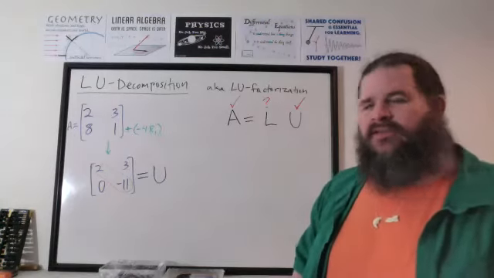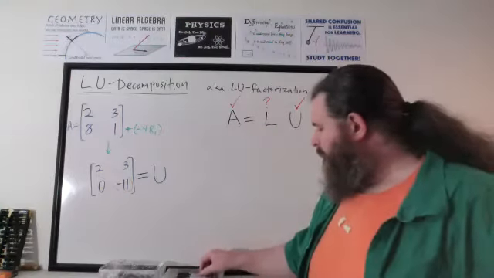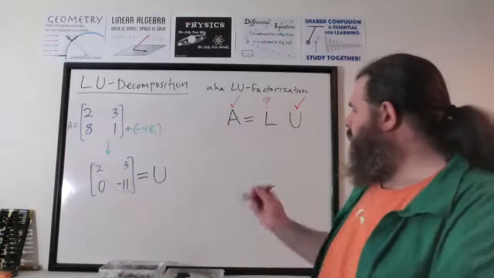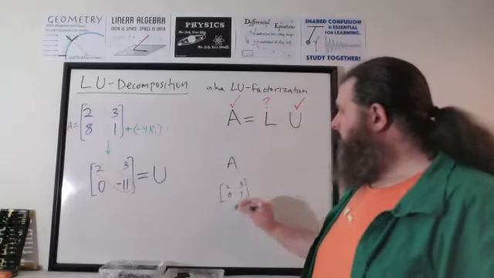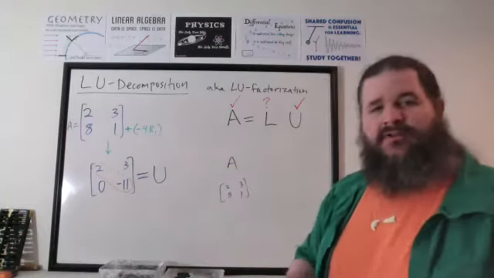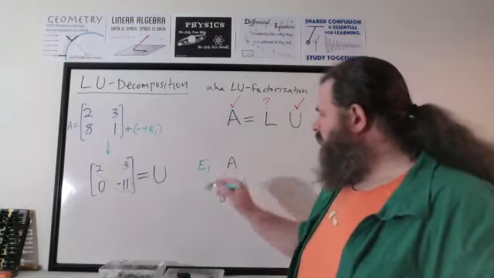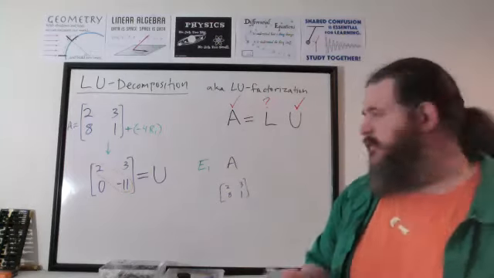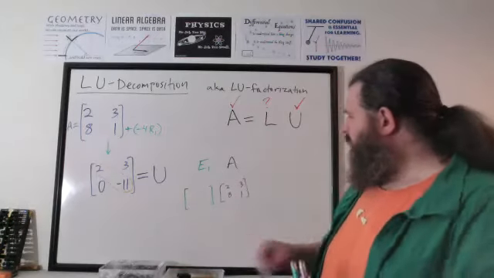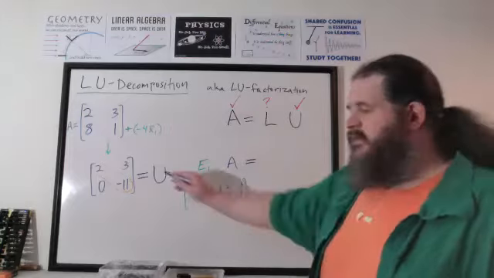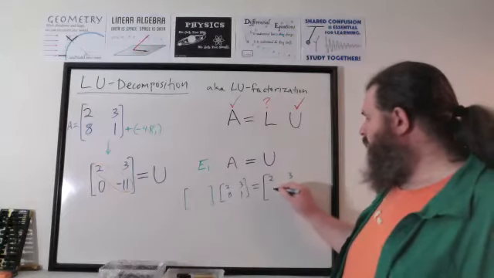We talked a little bit about this earlier, that we can write this operation as an elementary transform matrix. We take that matrix A, and this operation can be written as an elementary transform matrix. Let's call that E1, in the sense that it's the first, and in this case, the only transformation matrix we use. And we want that to equal, in this case, matrix U, which was 2, 3, 0, negative 11.